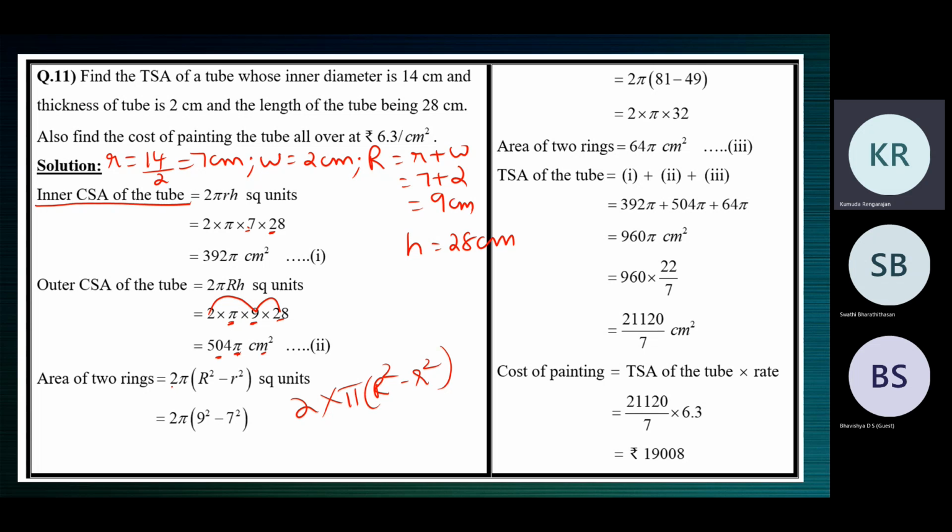So area of 2 rings is equal to 2 into pi R square minus r square square units. So 2 pi into, you can see the values. Capital R is 9 and small r is 7. So 9 square minus 7 square. 9 square is 81. 7 square is 49. 81 minus 49 is 32.